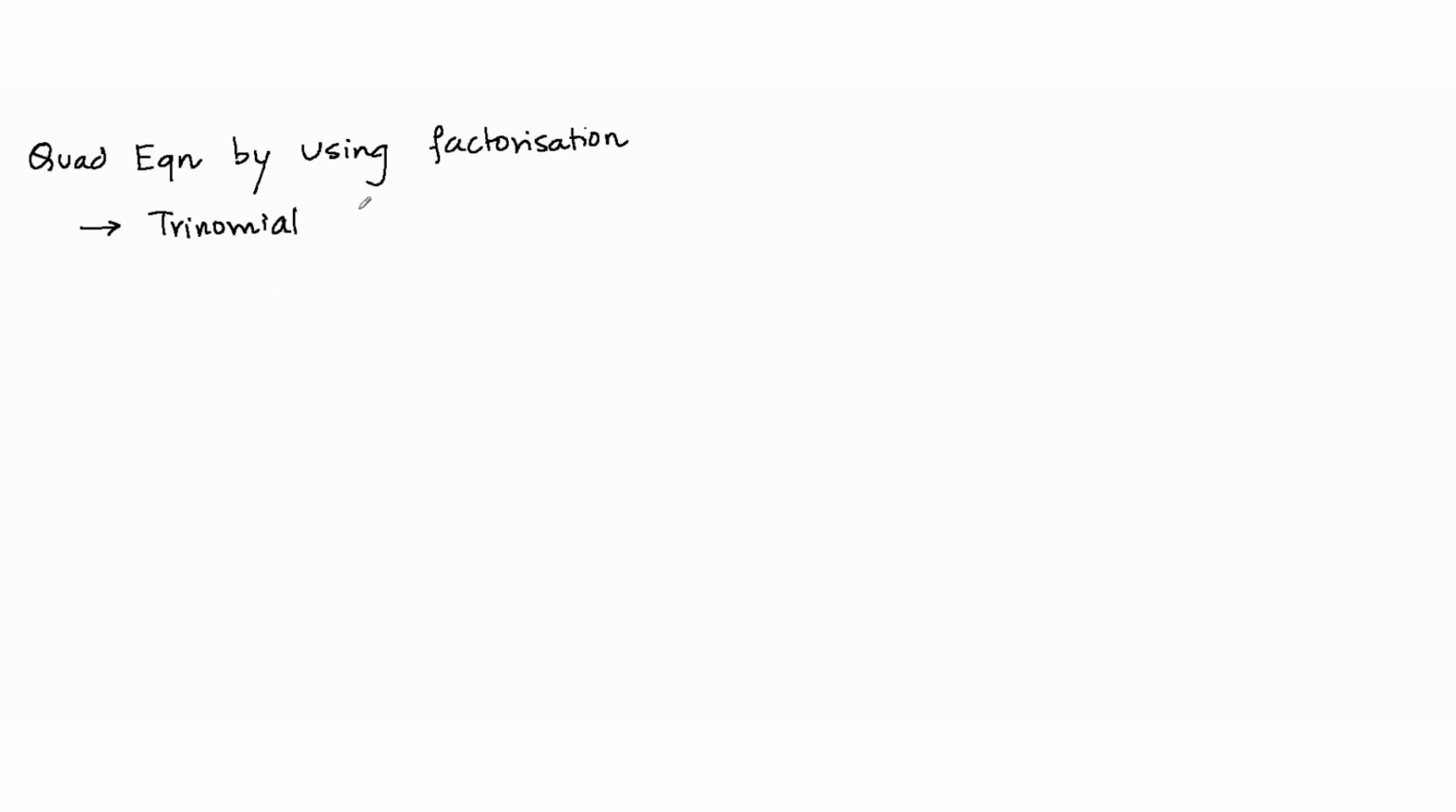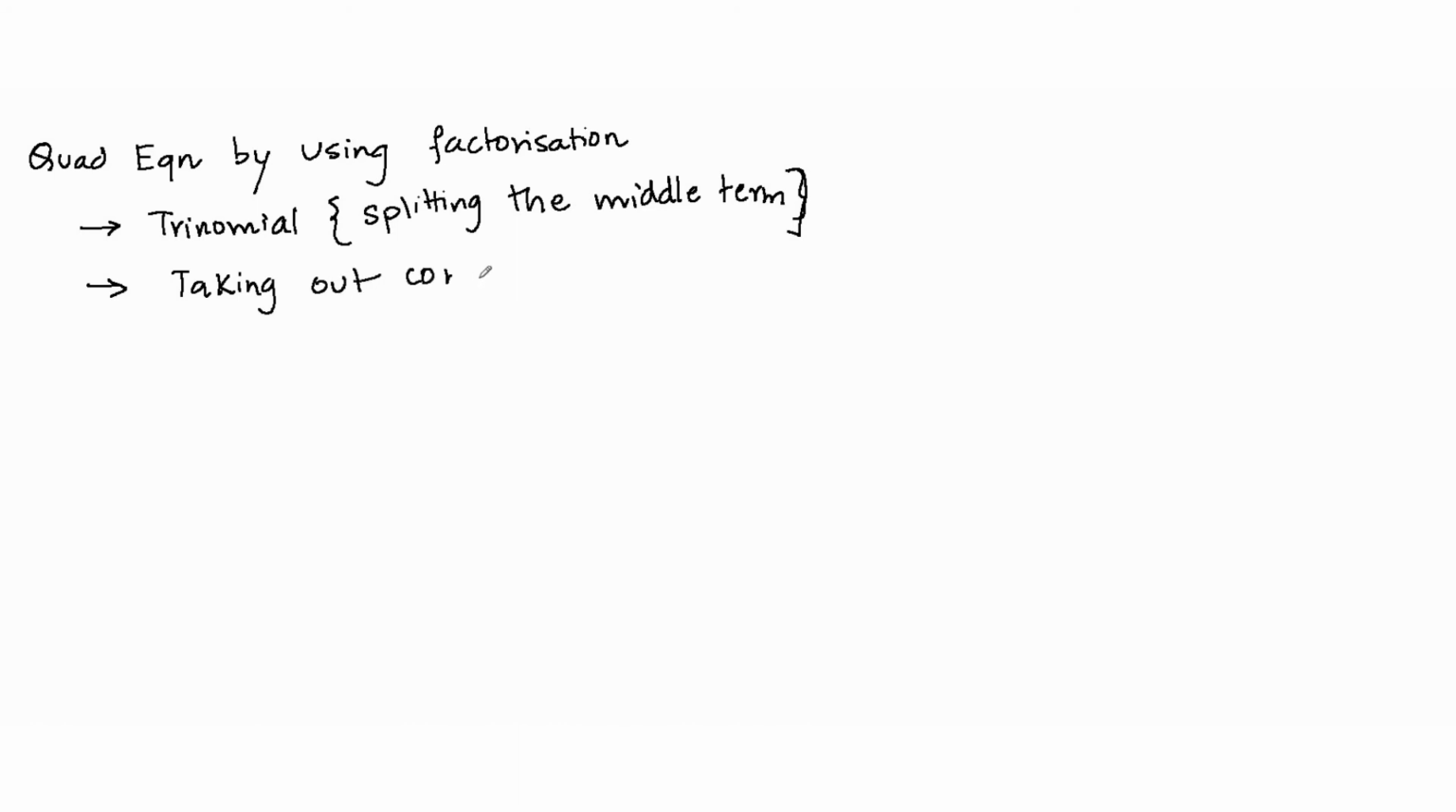So we know that when we factorize a trinomial, we generally use the splitting the middle term technique, right? That is one common technique that is definitely used. And then you should also know that if you have a binomial, then always taking out common terms definitely helps, right? So taking out common terms is the basic idea in factorization. So let us understand what is the concept behind solving a quadratic equation by factorization.